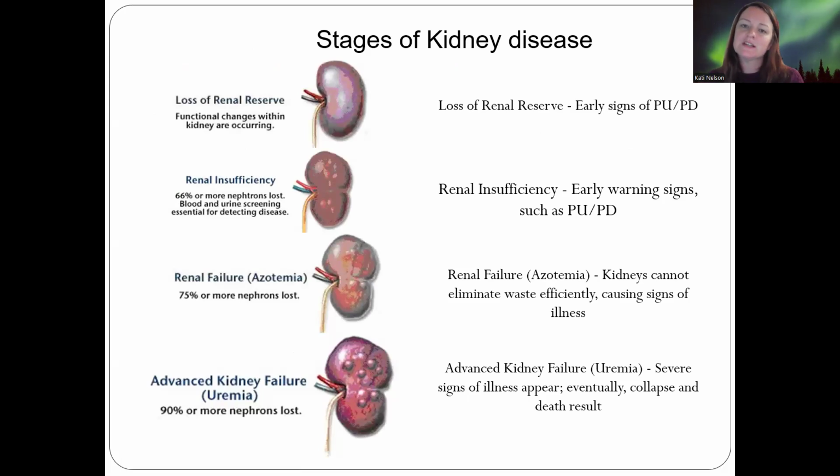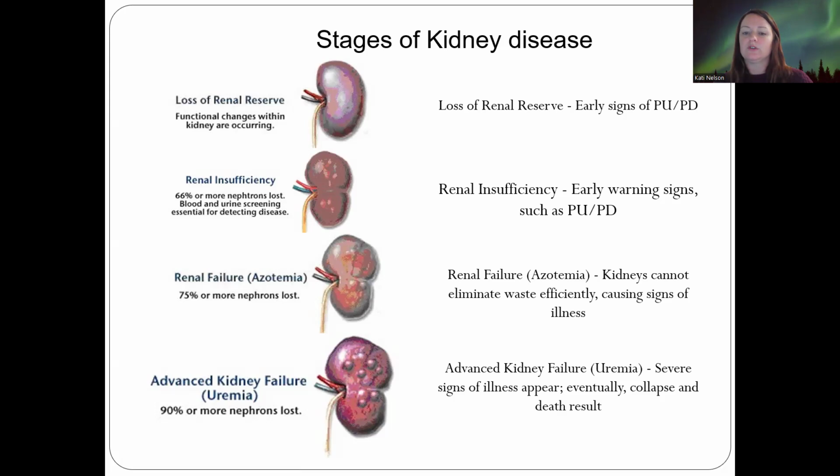So our stages of kidney disease, the first one is loss of renal reserve. So the early signs are polyuria, polydipsia. When you hear loss of renal reserve, the functional changes within the kidneys are occurring. So that's all it is. It might not even be noticed right away, right? So that polyuria, polydipsia. The next one is renal insufficiency. So again, early signs, polyuria, polydipsia, and 66% or more of nephrons are lost here. Blood and urine screening is essential for detecting it at this point.